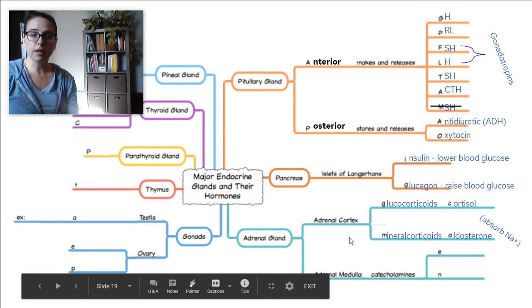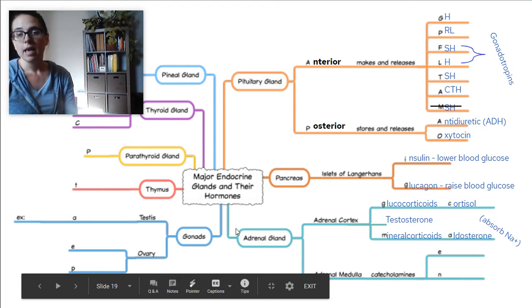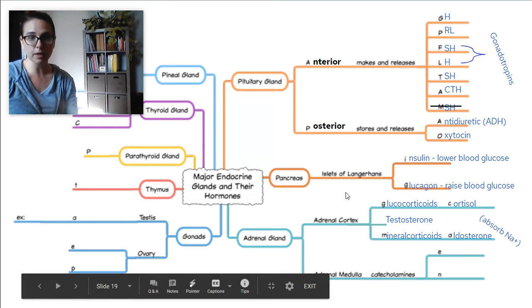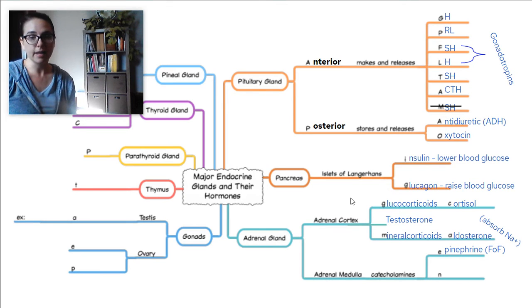There is a third hormone that the adrenal cortex releases. So I want you to draw an extra line here, or you could dip one down this way if you don't have space, and that is testosterone. Males and females both make testosterone. And so this is why females can produce facial hair and things like that, especially after menopause when estrogen and progesterone aren't very high.